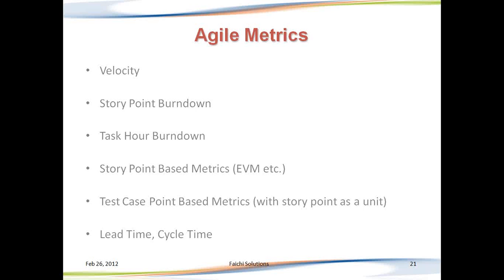We can have a story point based burn down, which will tell us whether we are on track or not. We can have a task or hourly burn down, which again can tell us whether we are going to complete all the tasks that we have signed up for a particular iteration. We can also have story point based metrics. So if you still want to do earned value management in Agile, you can do that, but based on the story points. You can definitely have your test case point based metrics or any of the ways you're currently doing your QA metrics. The unit of measurement would be in story points or Agile estimation base.